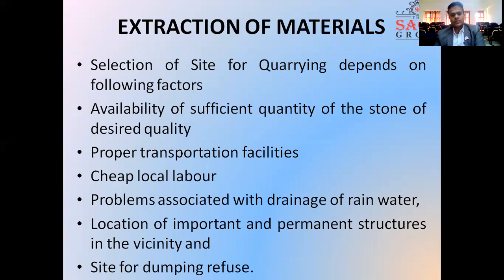For the execution of quarrying work, it mainly depends on the site and the following factors. The first factor is the availability of a sufficient quantity of stone at the desired quality. That means the place at which the quarrying process is going to be started needs to have that quality of material or rocks in it.